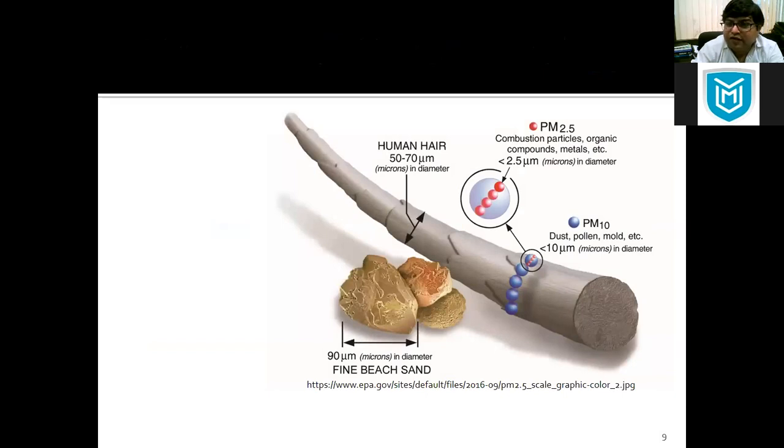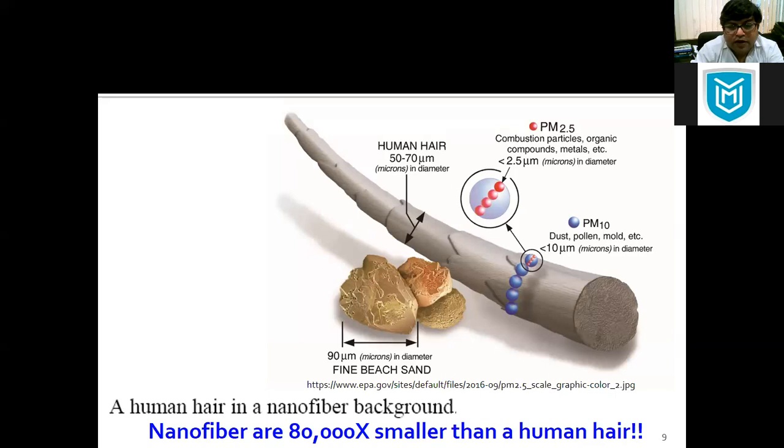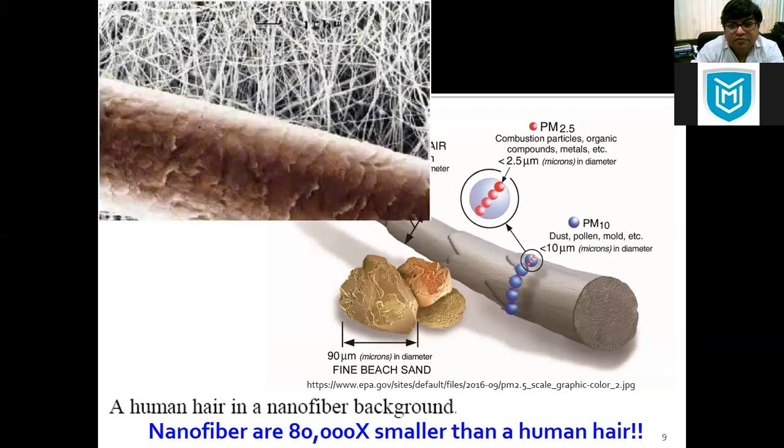In the morning, sir said that our human hair is several thousands nanometer, right? So here you can see that a beach sand is 90 micrometer. Human hair is 50 to 70 micrometer, right? And if you compare a nanofiber, then it is almost 80,000 times larger. You can see in the background, the human hair is placed, and in the background, nanofibers are placed. So it is so thick.